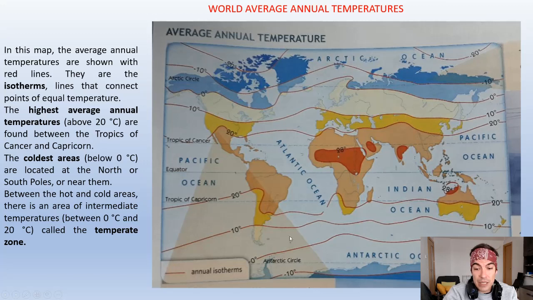And between these cold areas and the hot area near the equator, we have the temperate zones, whose average annual temperatures go between 0 and 20 degrees centigrade.